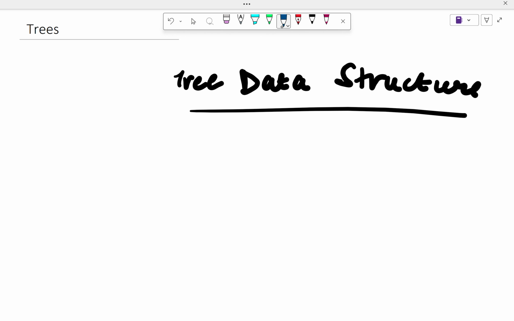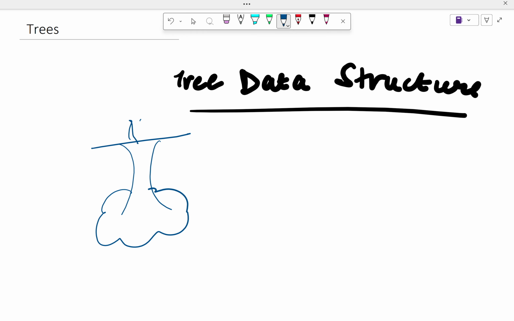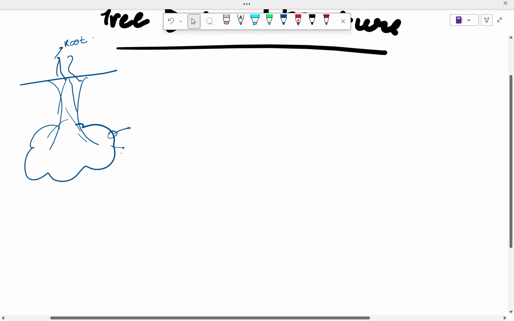So basically, as the name suggests, tree data structure resembles a real life tree. So as we know, a real life tree is built like this, but a tree data structure can be thought of like this, where here at the top is the root, then there are the other nodes, and then there are also leaves, right? So a tree data structure functions something like this.